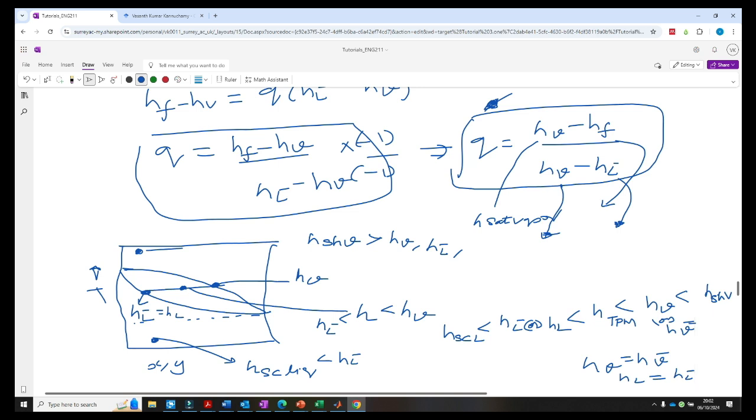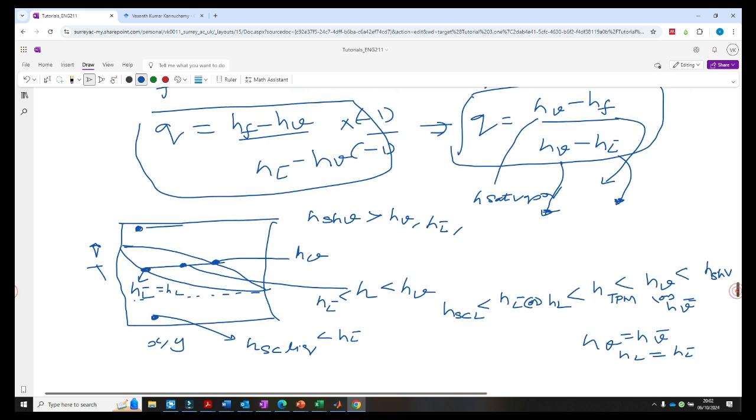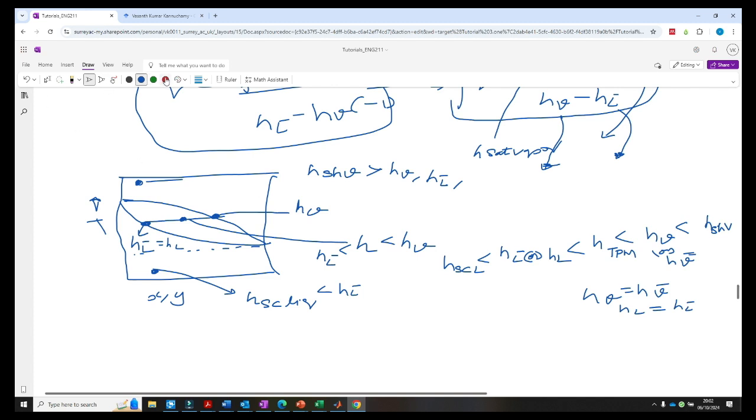So just by looking at the TXY diagram, you get an idea which of these parameters carries more heat. Subcooled liquid carries less heat, and then saturated liquid carries slightly more, and this two-phase mixture point carries more heat when you compare to saturated liquid, and then the saturated vapor carries more heat, and the superheated vapor carries more heat when you compare to saturated vapor. So just by looking at the TXY diagram you got some picture.